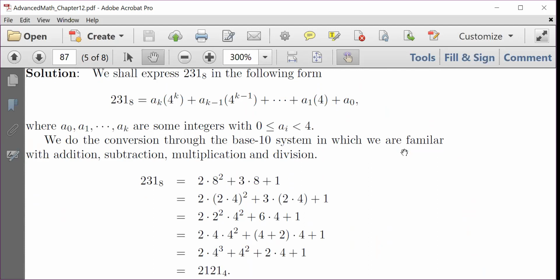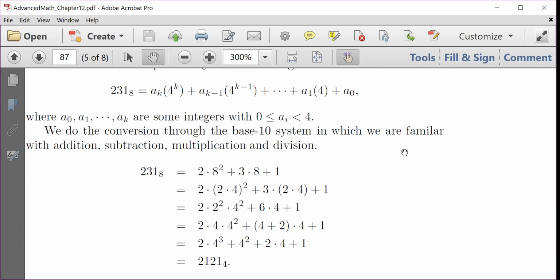You usually have more digits when the base gets smaller. From 8 to 4, you get more digits in the number representation. So this is the idea: the number 231 in base 8 can become 2121 in base 4. Do I have another problem?